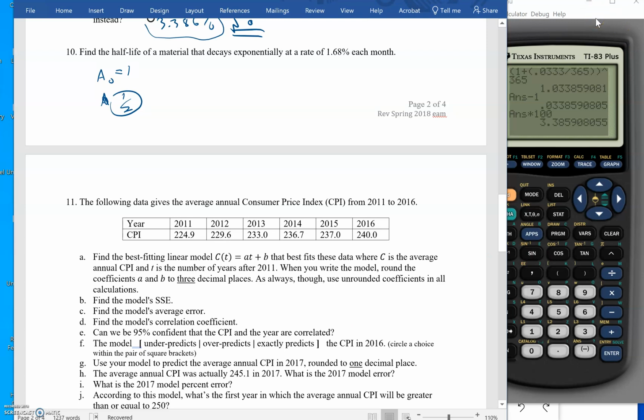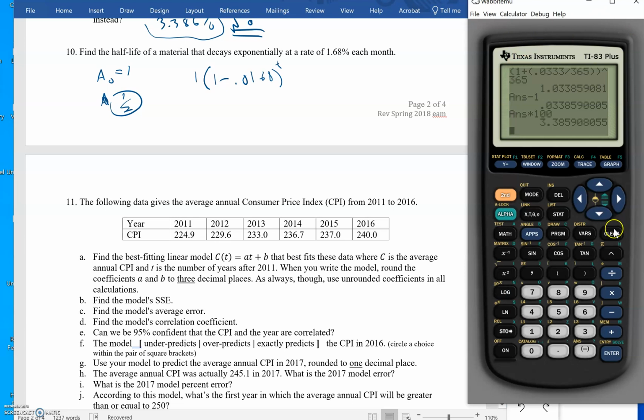And our model is going to be 1, and then if we're decaying at a rate of 1.68%, that's 1 minus 0.0168, to the t. That's going to be our model. So we have to enter all this stuff in. And then, as I said, our y2 will be 1/2. And let's go to the table to see how long it's going to take this to happen.